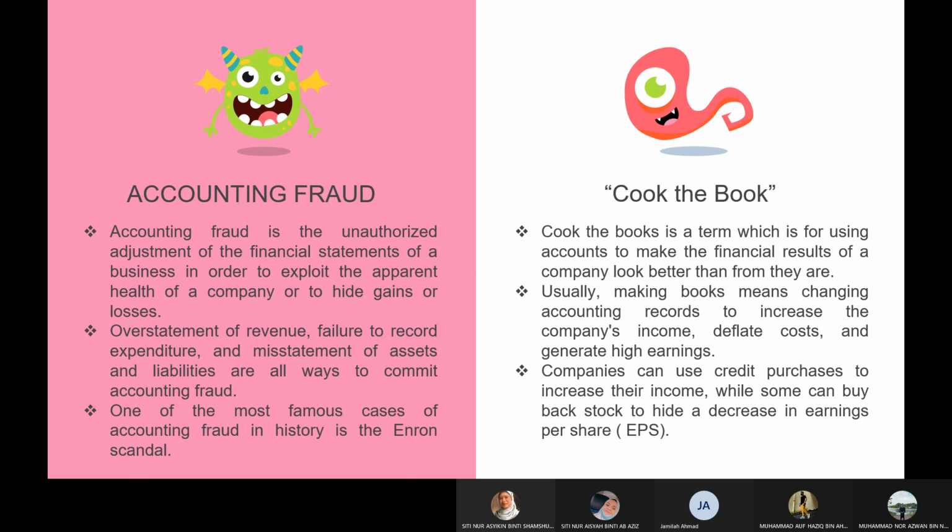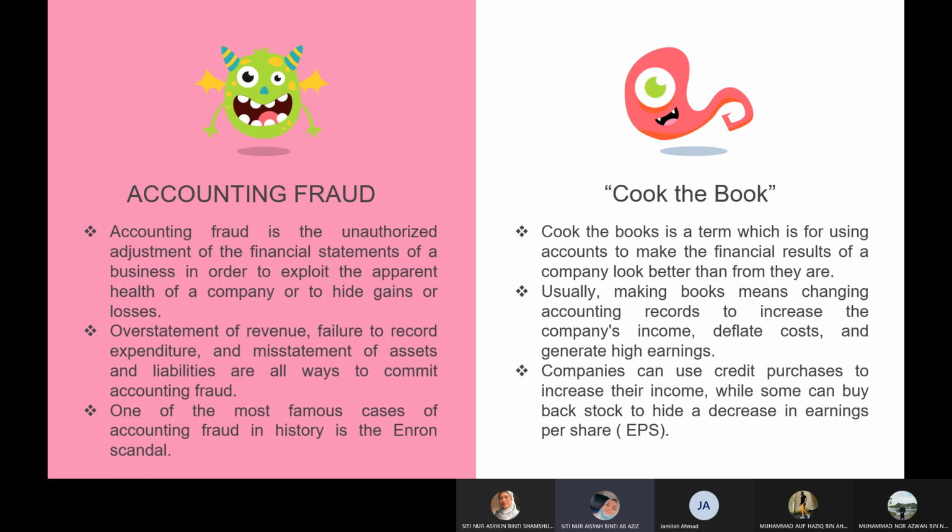For example, one of the most famous cases of accounting fraud in history is the Enron scandal. It was an American energy company that did accounting fraud with the help of auditing firm Arthur Andersen, a Big Five accounting firm at that time. With the help of Arthur Andersen, Enron hid a huge amount of debt from the financial statement. It led to the bankruptcy of Enron and the dissolution of the Arthur Andersen firm.